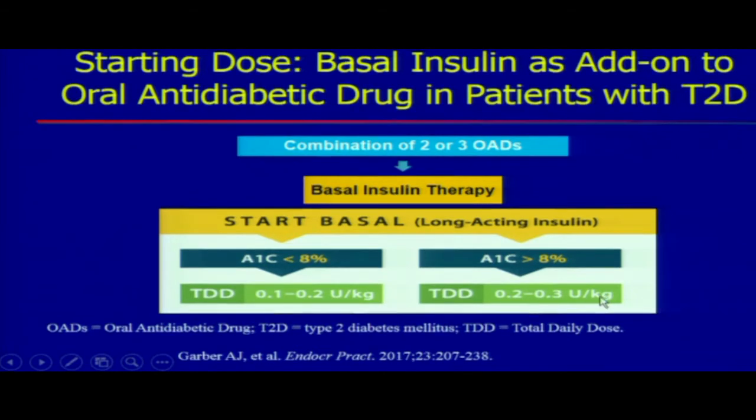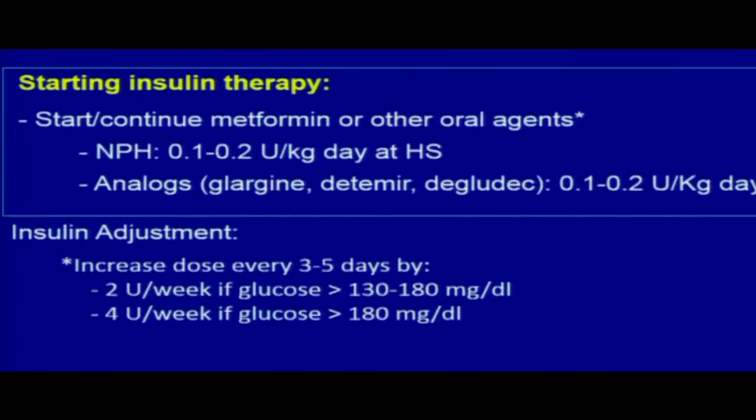So how good is 10 to 20 units for somebody with a BMI of 30? Well, not very good, that's right. So you need to intensify. Again, here's the dose, 0.1 to 0.2. Glargine is the same, just the time of day may be different. And you have to increase the dose.